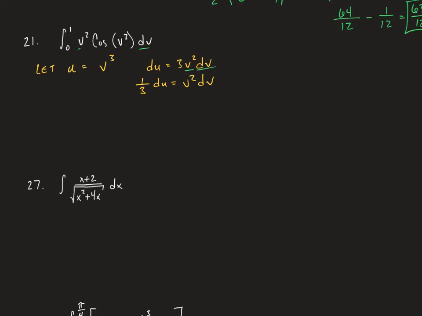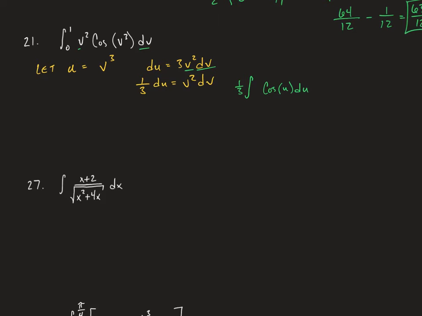All right, now I've got something I can use in a substitution. So I'm going to rewrite this as 1/3 the integral of cosine of u du. Let me deal with the bounds of integration here. What should I do about those?